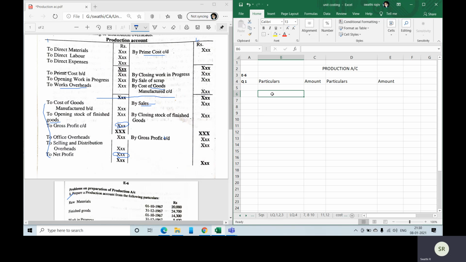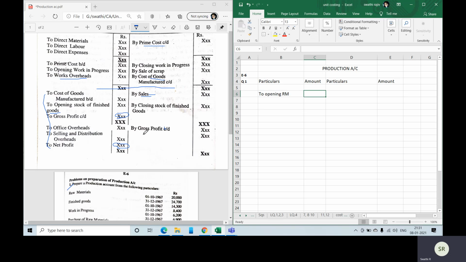The production account, the same thing as cost sheet. We are just going to make it in a T-shaped account form. So this is your debit side and this is your credit side. All right. Rupees, amount, anything you can write. So first one is, what will come? To, you're producing something. So to opening stock of raw materials. I'm just writing it as opening raw materials.